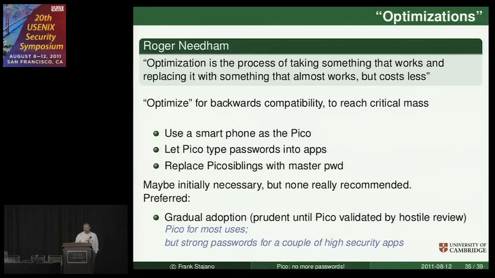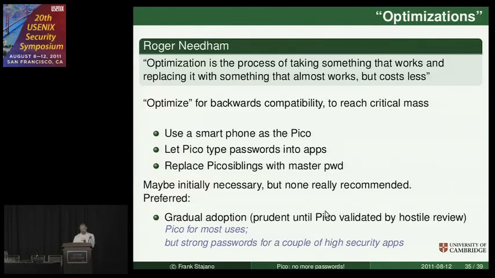So it may be suggested by several that we optimize the Pico, in double quotes, for backwards compatibility so that we reach critical mass, because otherwise you may never bootstrap it. So there's a number of undesirable things we might have to do just to get there.